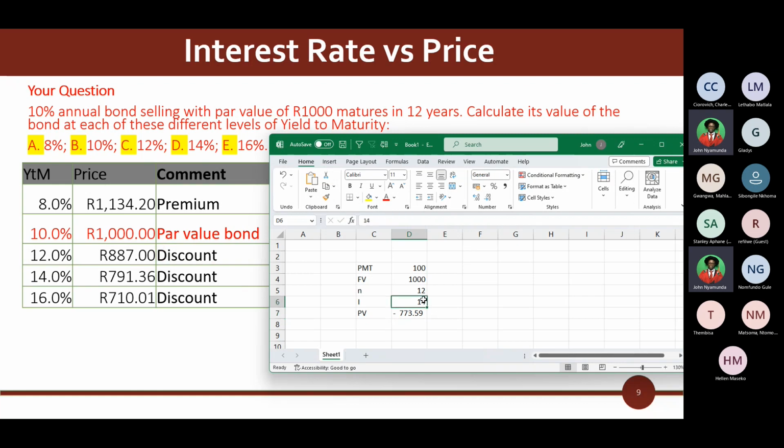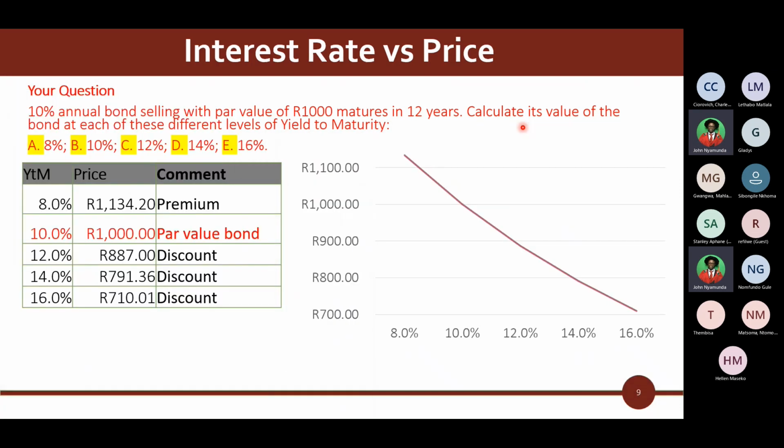Something went wrong somewhere. Okay. But PV should be about that number. Any questions, ladies and gentlemen? Any questions about finding the value of a bond? Going once? Going twice? All gone. Okay, ladies and gentlemen, let's do the next thing I wanted to talk about.